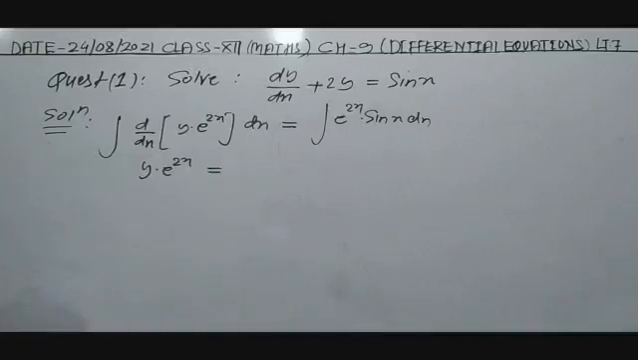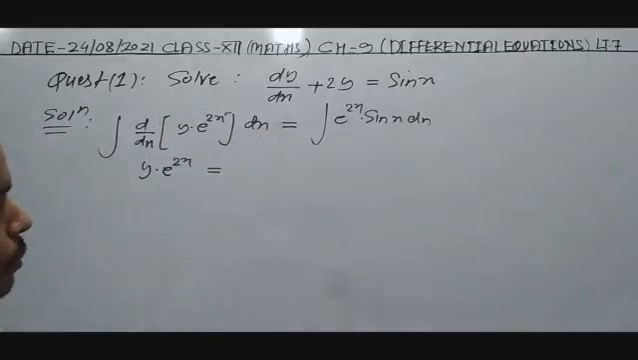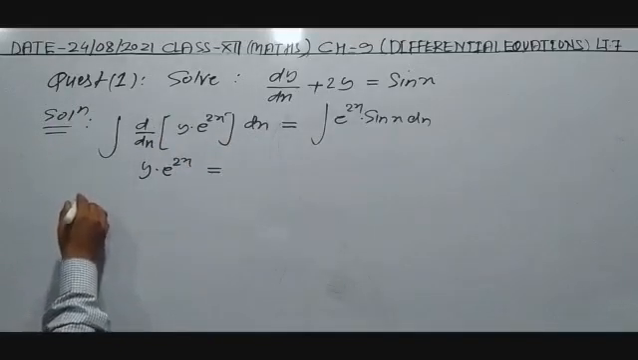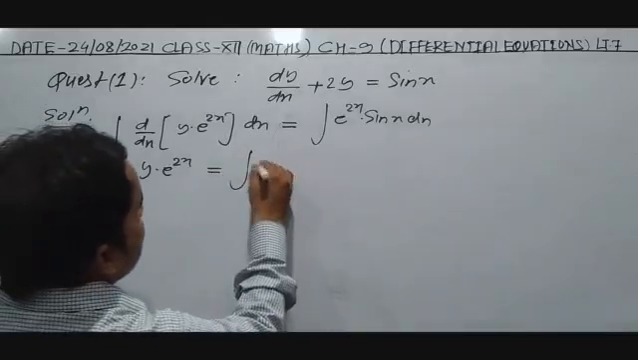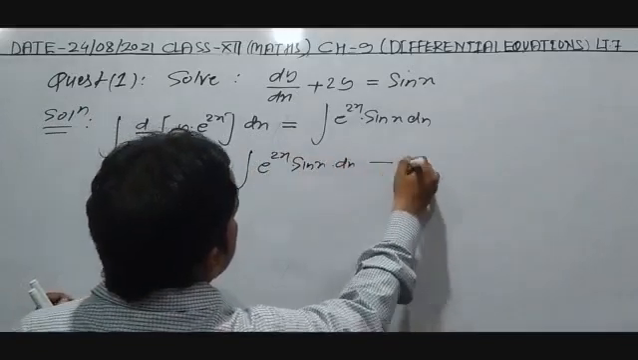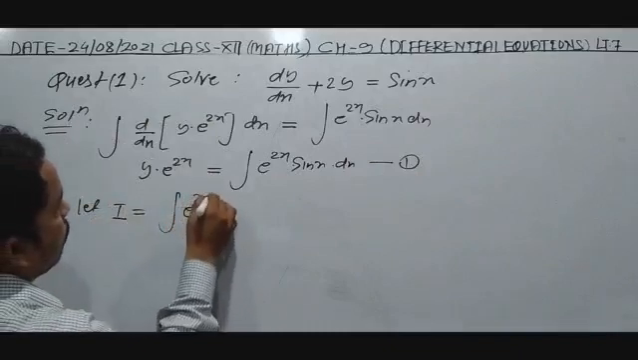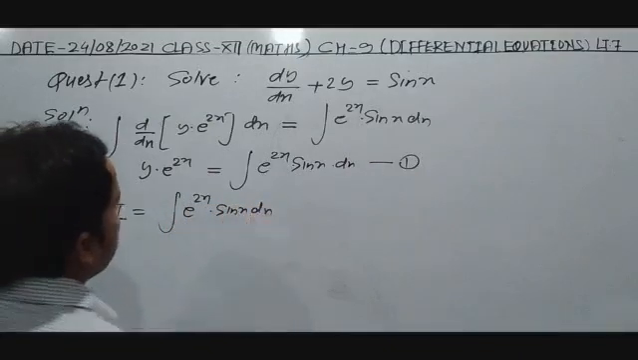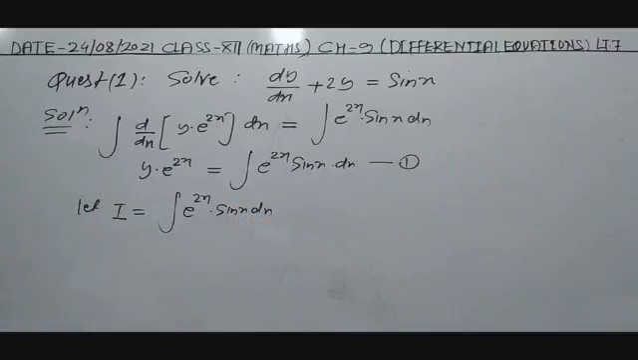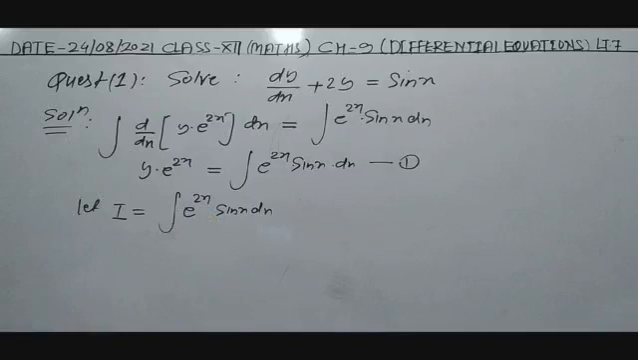So see, now I am going to integrate this part. Suppose this is equation 1, integration of e to the power 2x into sin x dx. Now let I is equal to integration of e to the power 2x times sin x dx. Suppose this is a question of integration and you have to solve it. So which function will you take as the first function? First function, integration of second function.